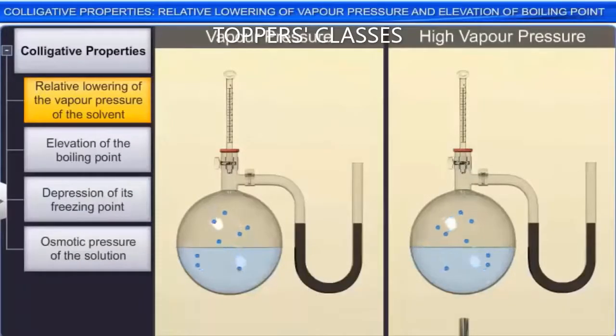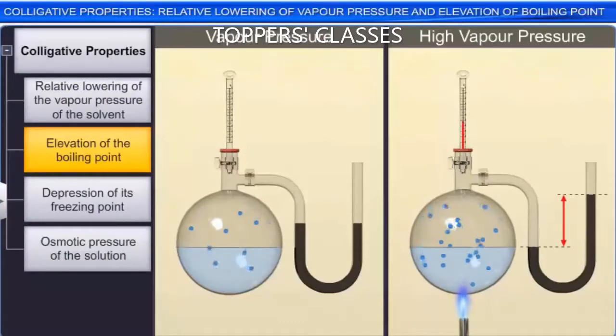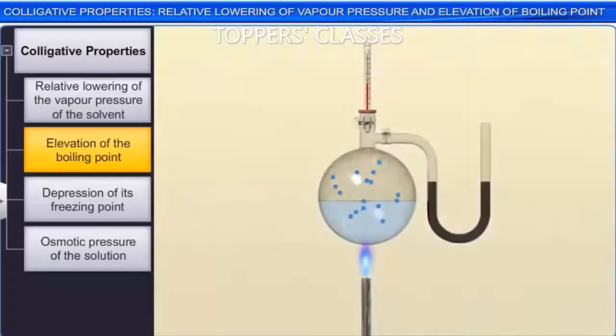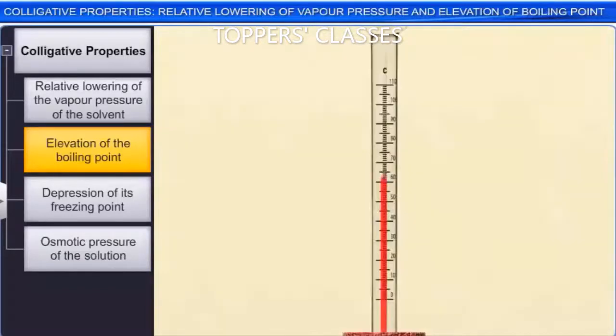Let us now look at the next colligative property, that is, elevation of the boiling point. We know that the vapor pressure of the liquid increases with an increase in temperature. When the vapor pressure of the liquid becomes equal to the atmospheric pressure or external pressure, the liquid starts boiling. The temperature at which the vapor pressure of the liquid is equal to the external pressure is known as its boiling point.